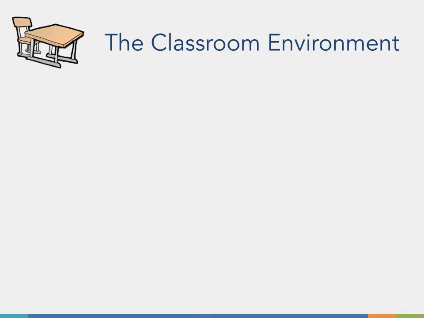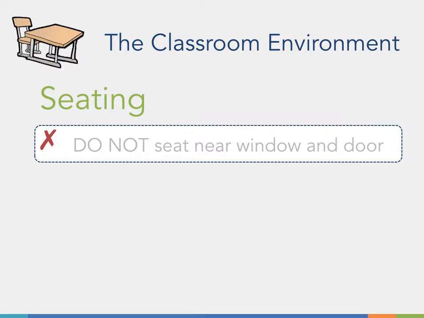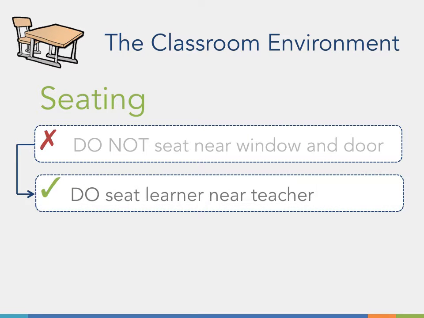Let's take a look at the first element, classroom environment. So how can you set up your classroom so that it is conducive to learning for an ADHD learner? The first thing we're going to look at is seating. You must never sit an ADHD learner near a window or a door because it just provides more opportunities for the learner to become distracted by what's going on outside, any visual or auditory stimuli that they can hear. Instead, you should place the learner near the teacher. That way you can keep an eye on the learner to make sure they're staying on track and completing the work.